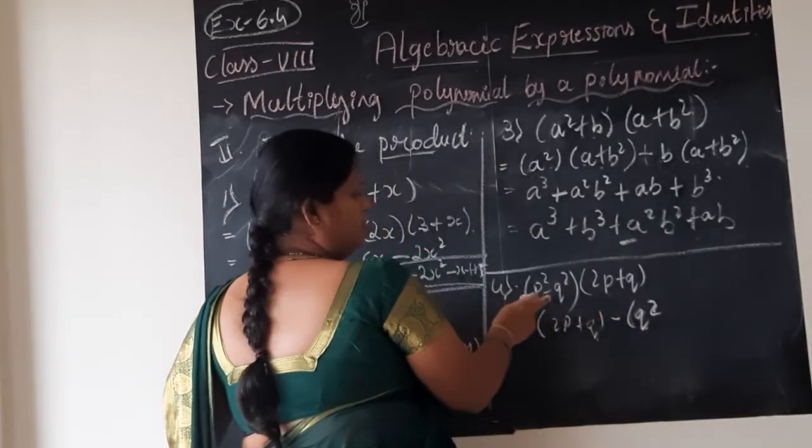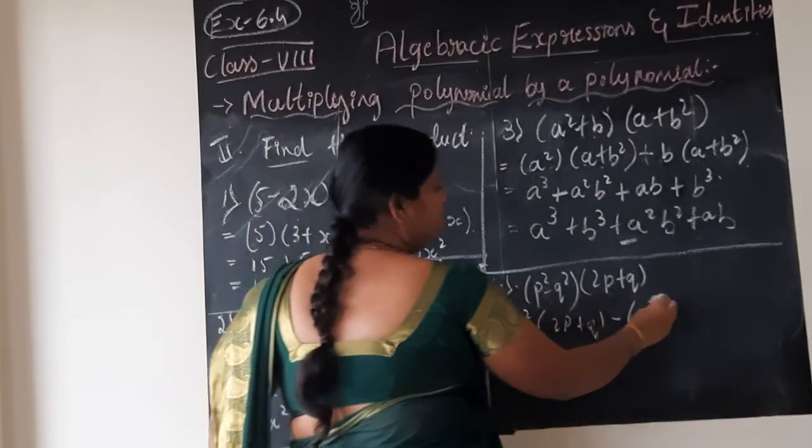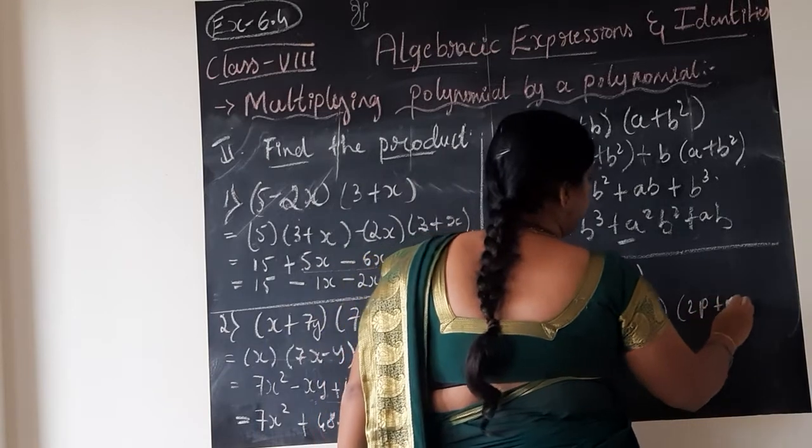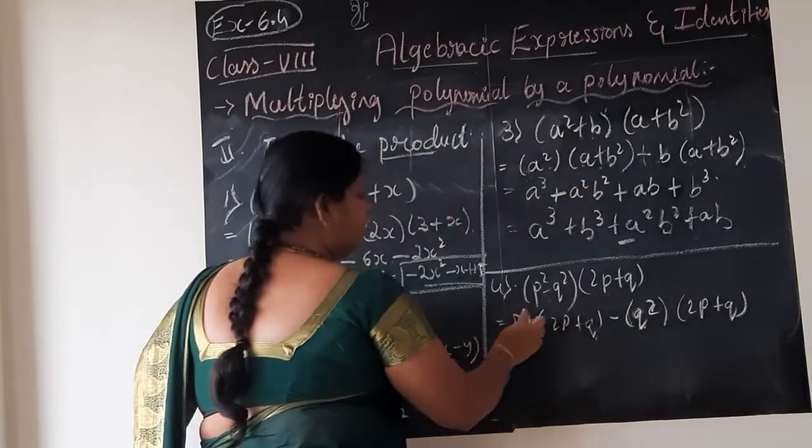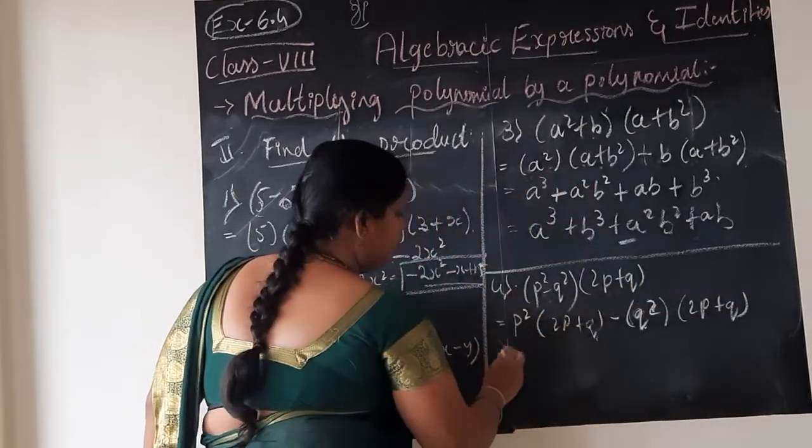Q square, children. So minus q square into again the next second binomial, 2p plus q. P square inside, q square inside, we will multiply.